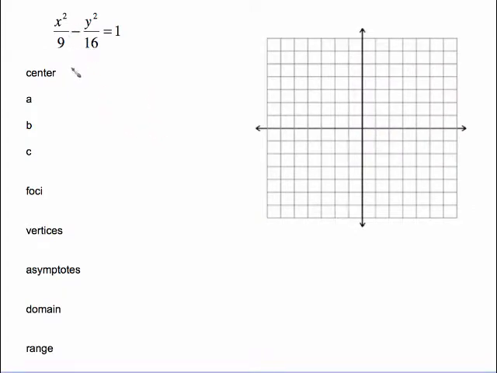So here we go with the center being 0, 0. A is still underneath the x part. The square root of 9 is 3. Square root of 16 is 4. To find c, though, we're going to do a squared plus b squared equals c squared. So 3 squared is 9. B squared is 16, add that up is 25. The square root of 25 is 5.